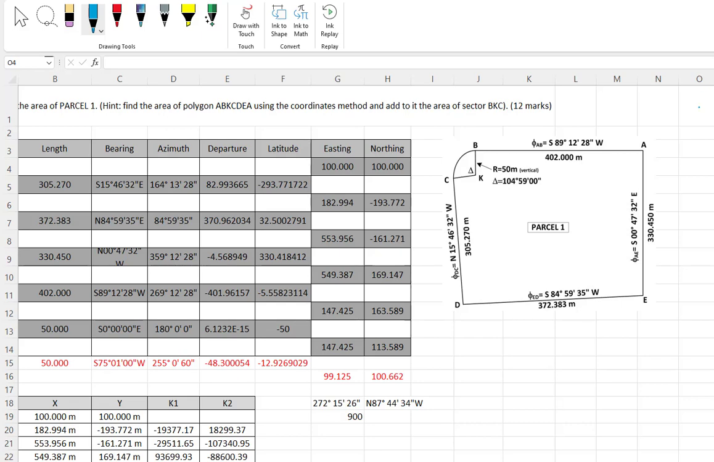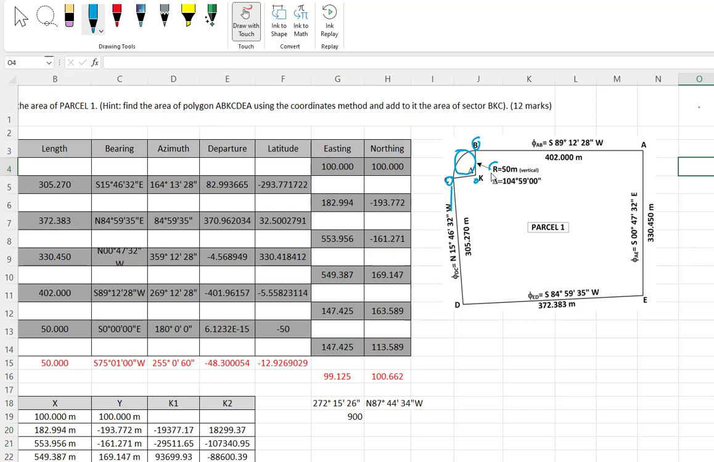Let us see how you can solve this problem. It is required that we find the area. Here we have two parts of the area. One is the polygon, which is A, B, K, C, and you go all the way. And then we have this sector, which is part of a circle.